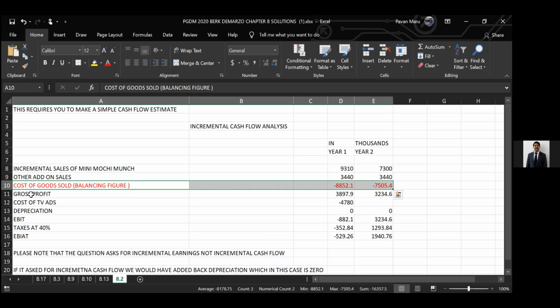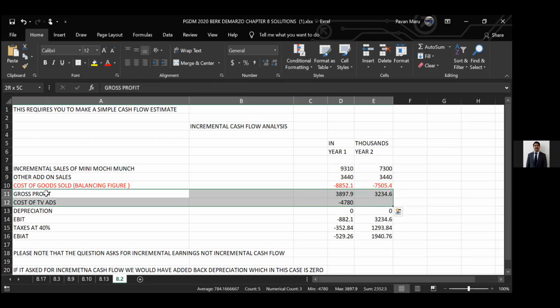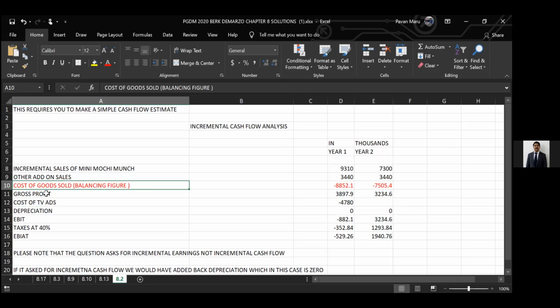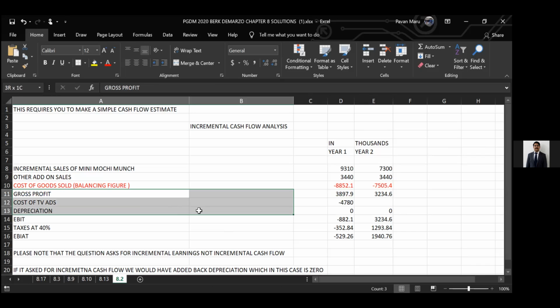Okay. Now, gross profit. Now, when you say gross profit, this is your EBITDA. But wait, Karthik, this is not your EBITDA, this is your gross profit. This is not your EBITDA. You remove your cost of TV ads, then it becomes EBITDA. Okay, so this is your gross profit.